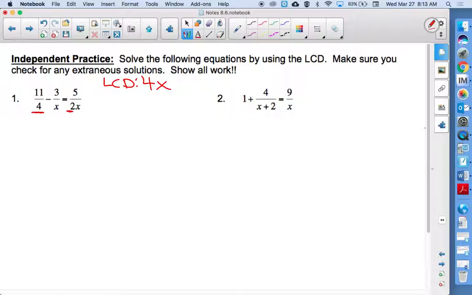4 divides into 4 once. 2 divides into 4 twice. And then there's an x. So that least common denominator would be 4x. So taking the left side, multiplying it by 4x. Taking the right side, multiplying it by 4x.